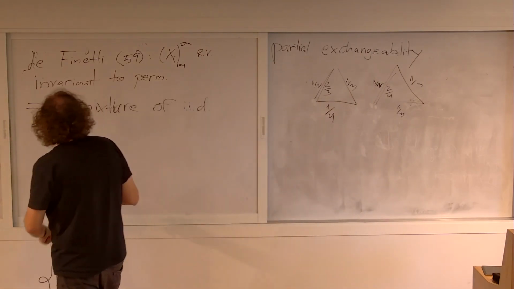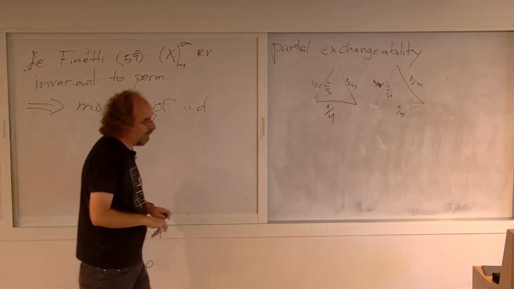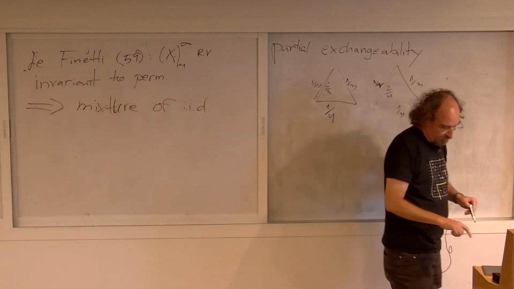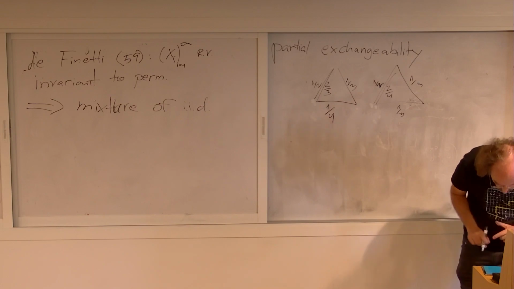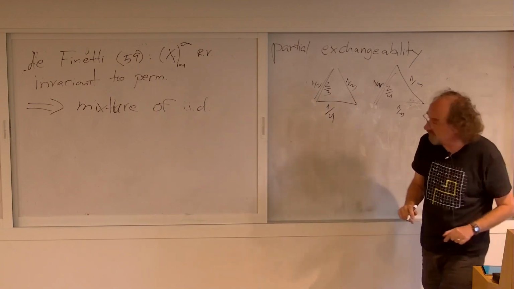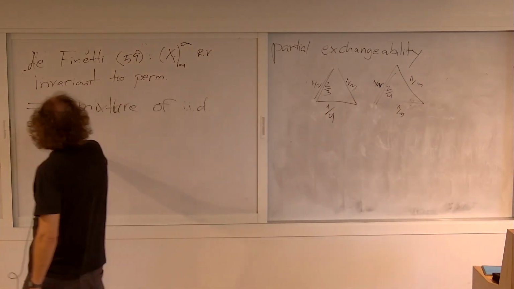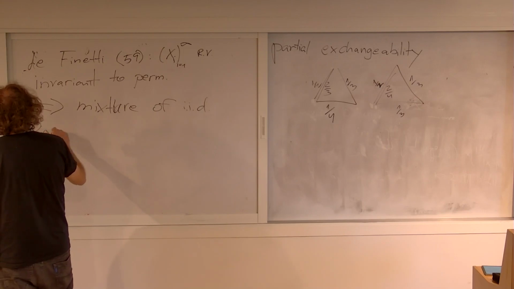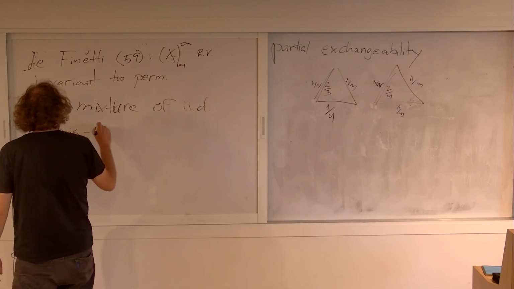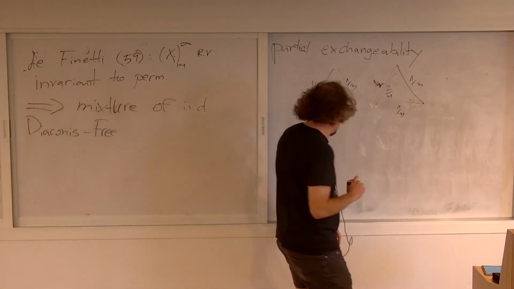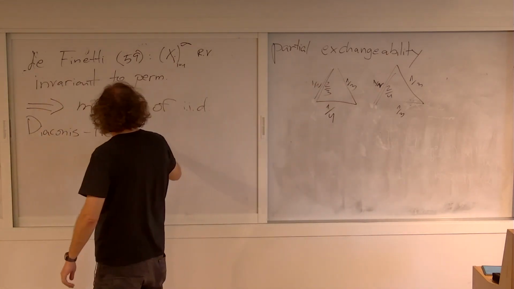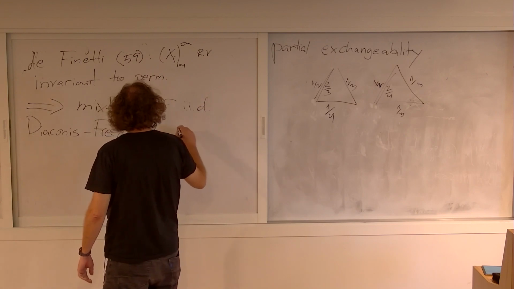Let me just not get the years incorrect. So this is 80, not 87. Sorry. Diaconis and Freedman. Freeman or Friedman? Friedman. Freedman, okay. 80.